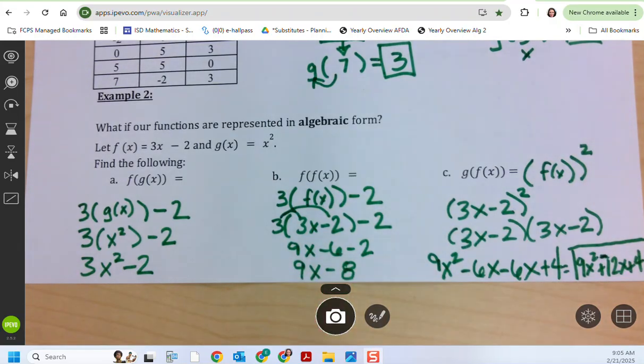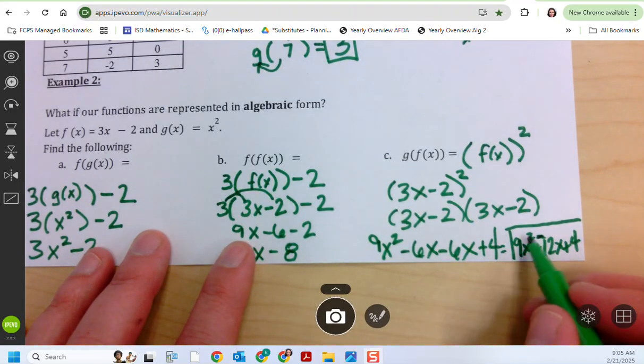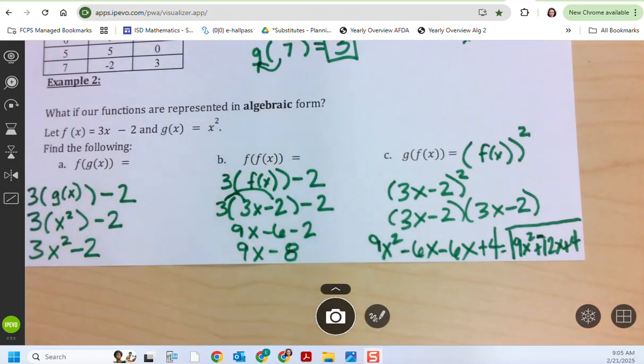All right, so I know that's hard to read. I'm going to tell you what my final answer is one more time. 9x squared minus 12x, and then plus 4. Okay.